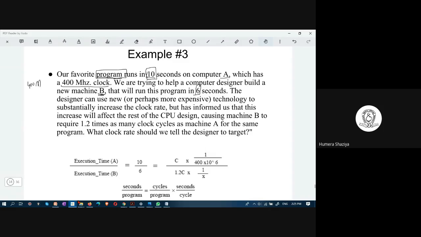The designer can use new or perhaps more expensive technology to substantially increase the clock rate, but has informed us that this increase will affect the rest of the CPU design, causing machine B to require 1.2 times as many clock cycles as machine A for the same program. What clock rate should we tell the designer to target? What should be the clock rate of machine B, required for the designer to choose in order to execute program P in 6 seconds on machine B?